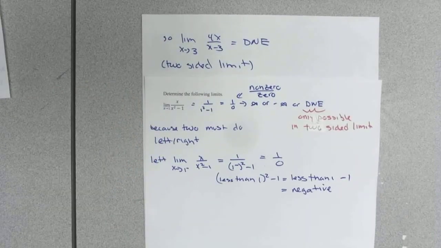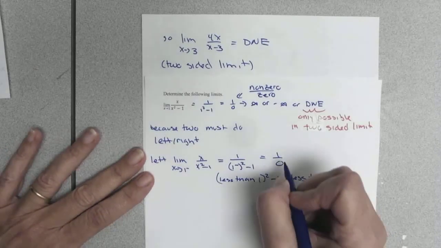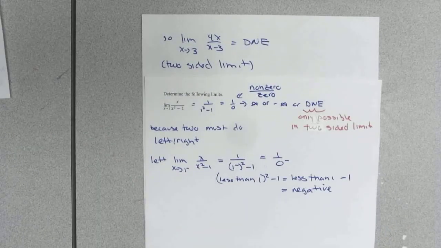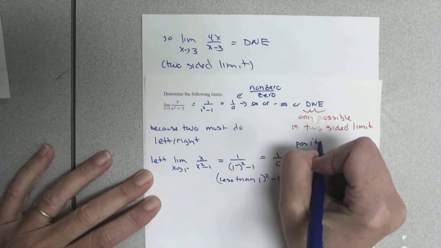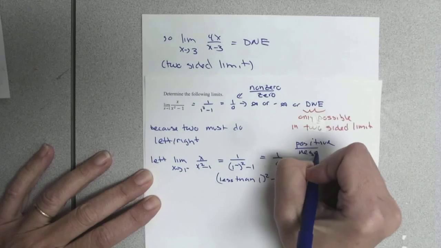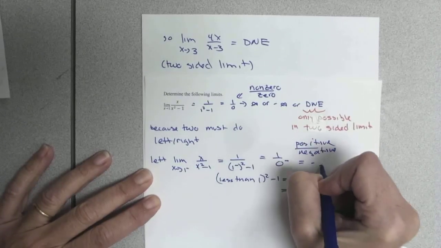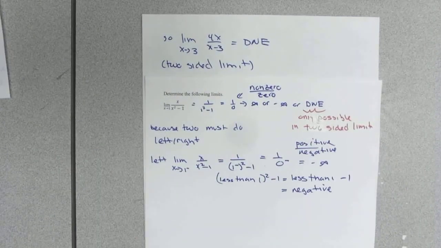And if you can't reason it out, pick an actual number and do the arithmetic. 0.9, which is not particularly close to 1, but we'll take 0.9, which is less than 1. 0.9 squared is 0.81. 0.81 minus 1 is negative 0.19. It's negative. So I've got positive 1 over something close to 0 but negative, positive over negative. And so this is negative infinity.